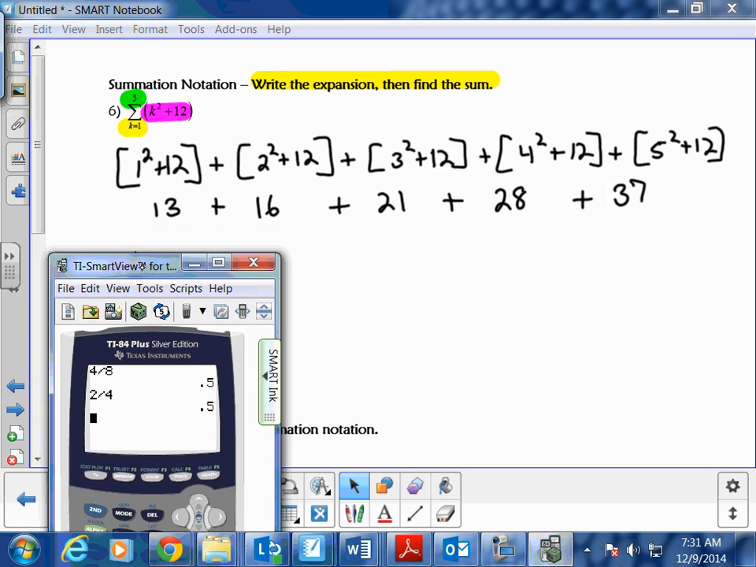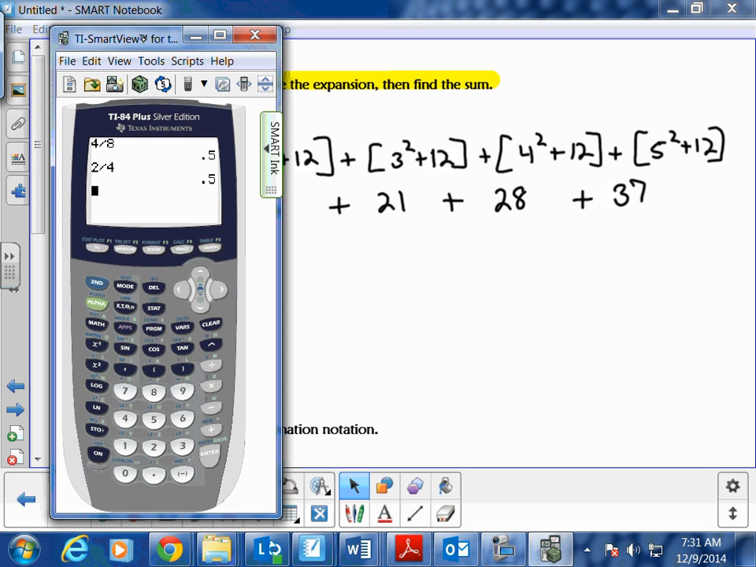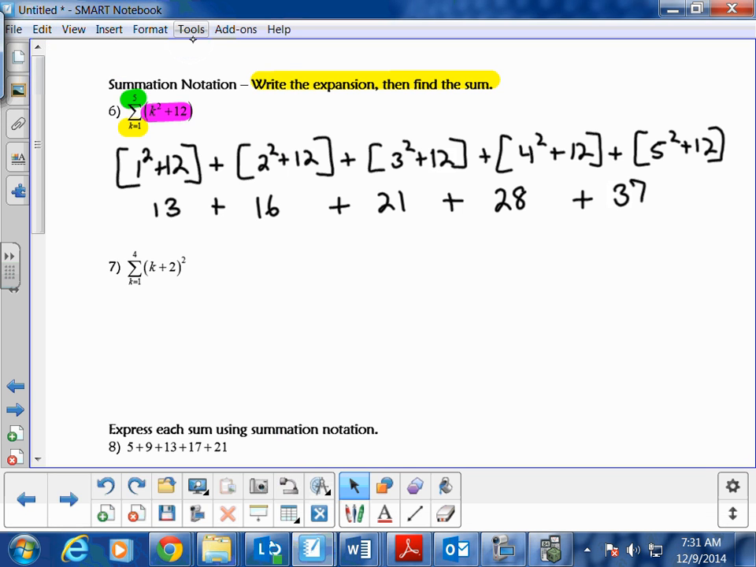So that means that I have 13 plus 16 plus 21 plus 28 plus 37, which means that I have 115. So write the expansion and find the sum. My sum of this is equal to 115.